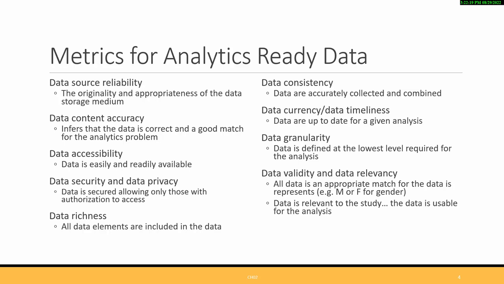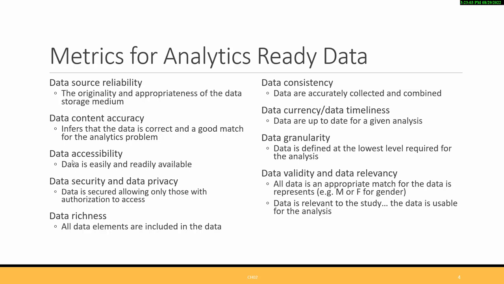Going to the data content accuracy. So this is different from data reliability. Reliability refers to the source of the data, and content accuracy refers to how accurate or how correct the data is, and whether this data is a good match for the analytics problem. The question we are answering here is, do we have the right data for the job? For example, customers' contact information recorded within a database should be the same as what they said it was. So if the contact information is not correct, then we are not using the correct or accurate data.